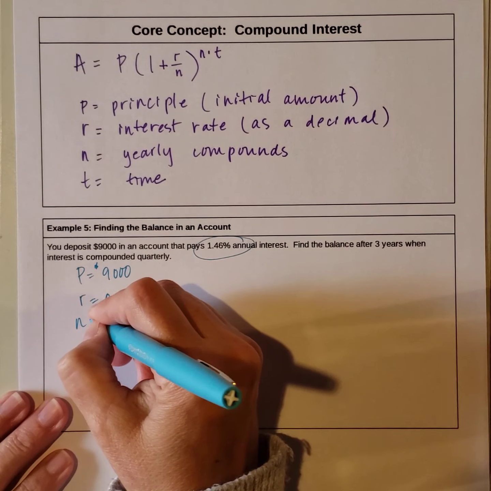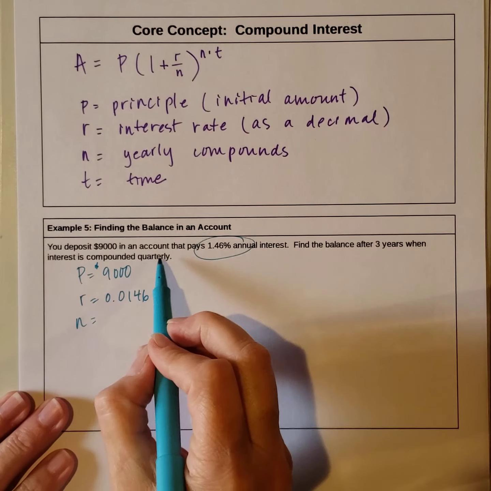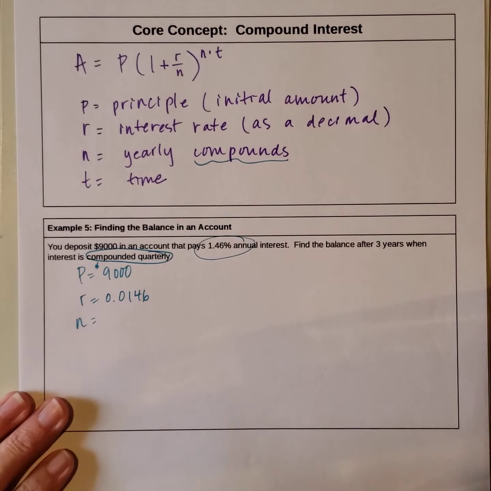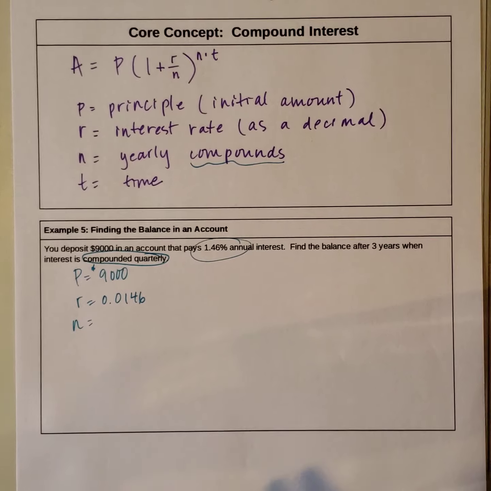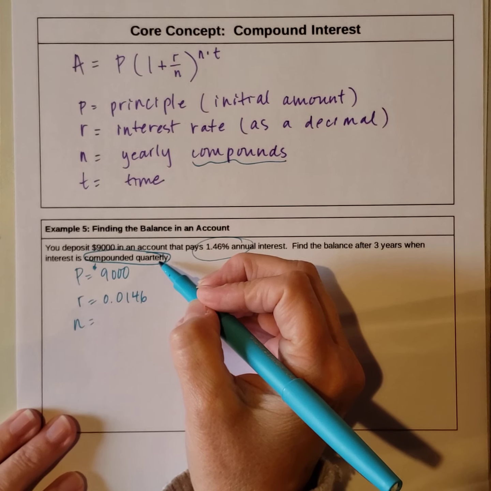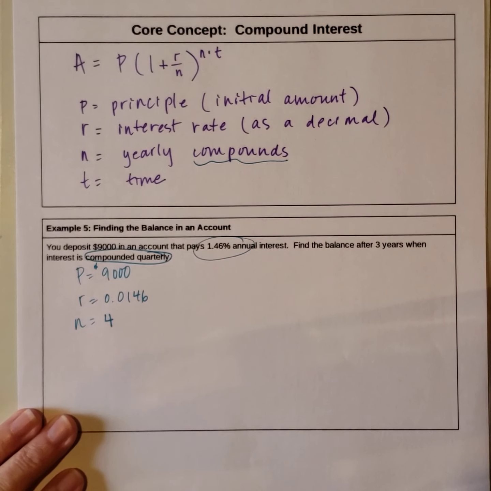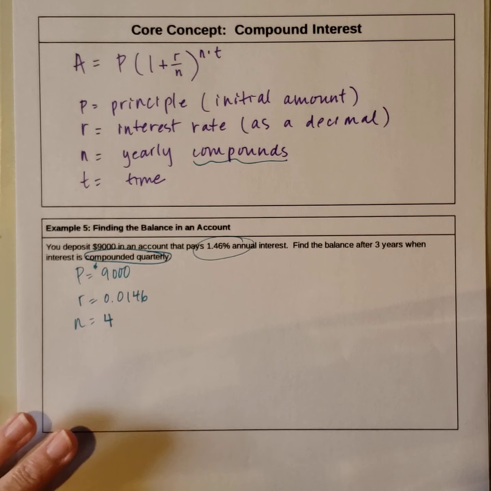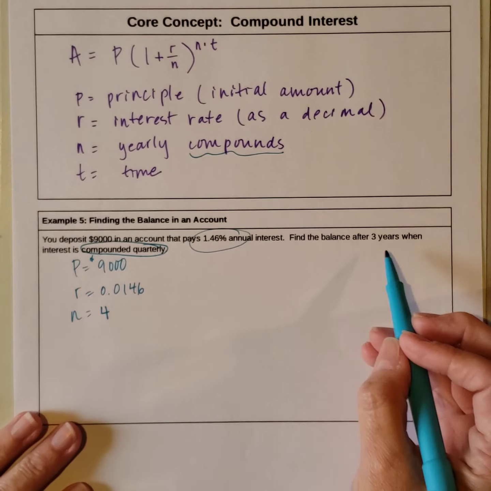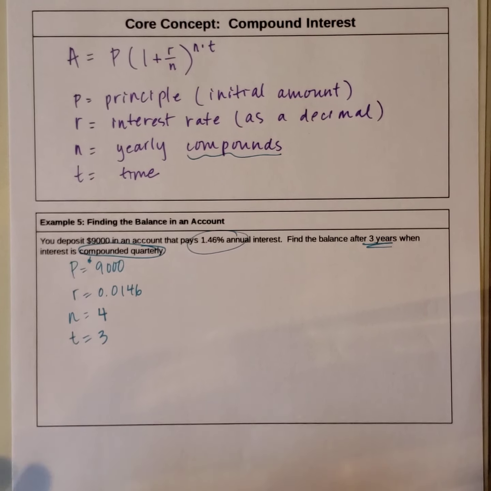N, the number of times each year. It tells us that it's compounded quarterly, so we're looking at determining the interest so many times per year. It says it's compounded quarterly. That means it's 4 times a year. There are 4 quarters. And then we are looking at finding the balance after 3 years. So our time is 3.